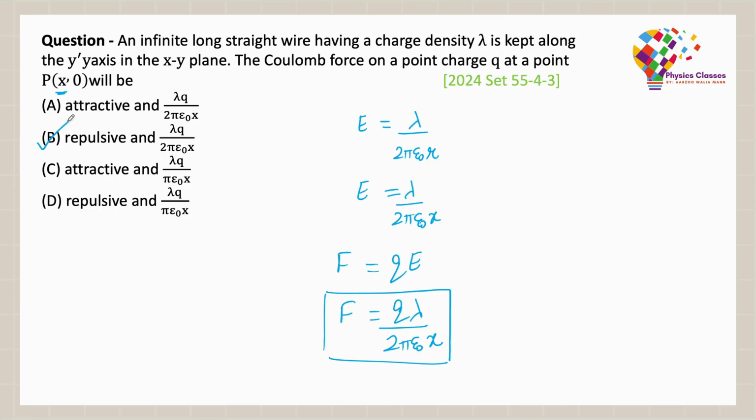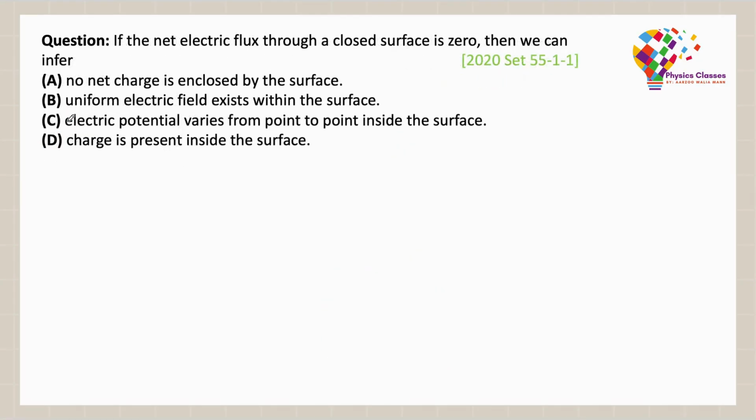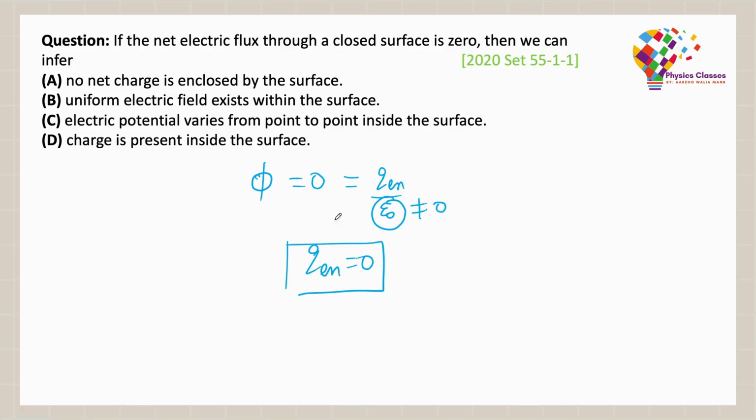See, in all these questions, we are directly using the applications that we have discussed before. Now, the next question: if the net electric flux through a closed surface is 0, then we can infer. See, if the net electric flux is 0, that means we have the charge enclosed by epsilon naught as 0. Obviously, the permittivity of free space cannot be equal to 0. So, it's obvious that my charge enclosed has to be 0.